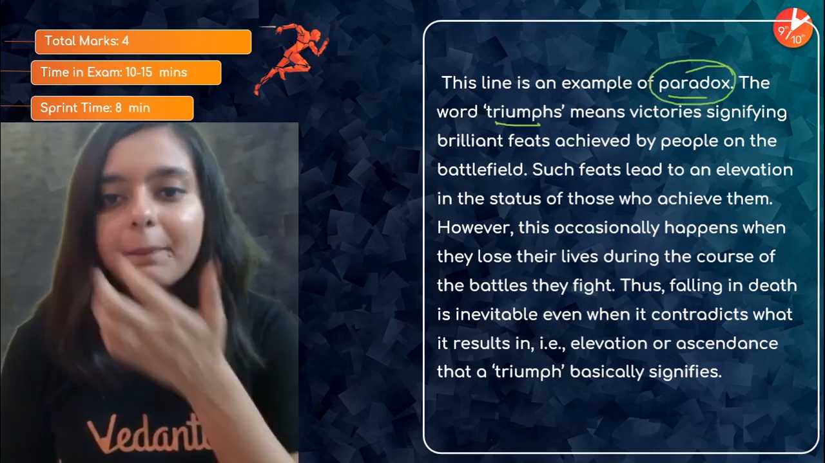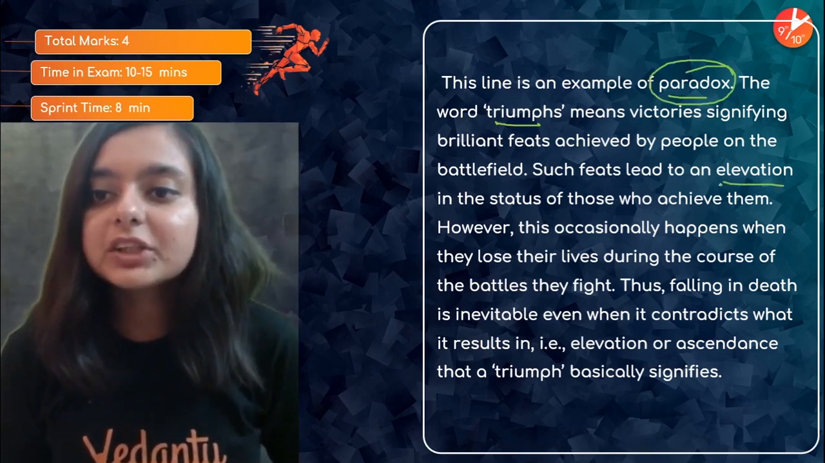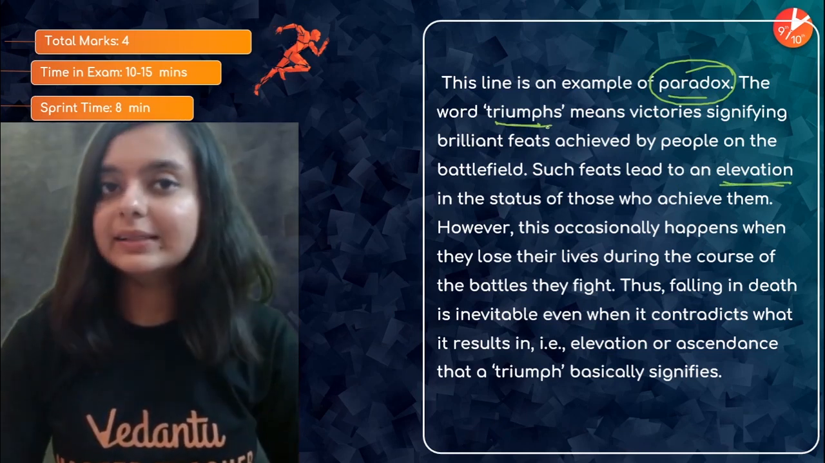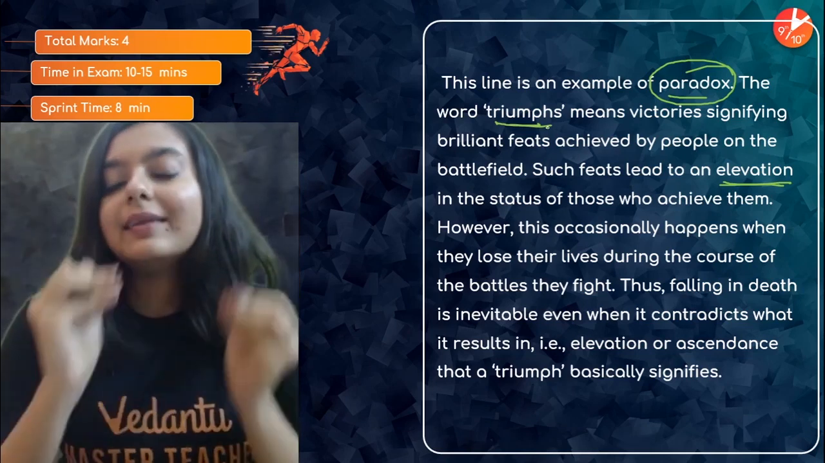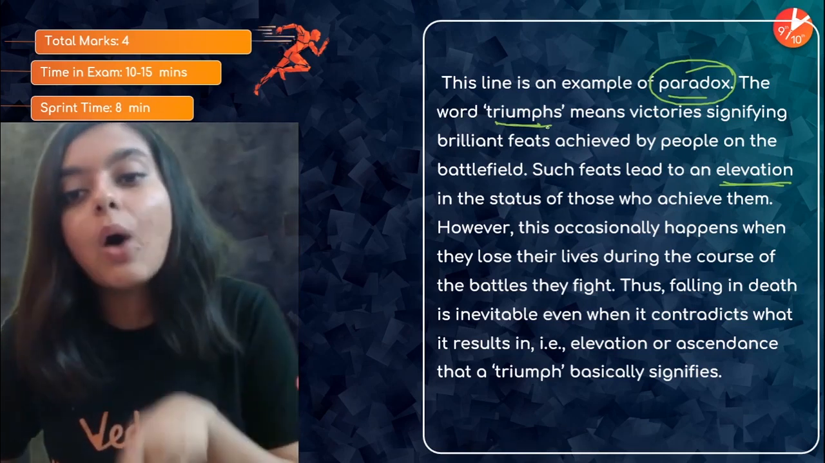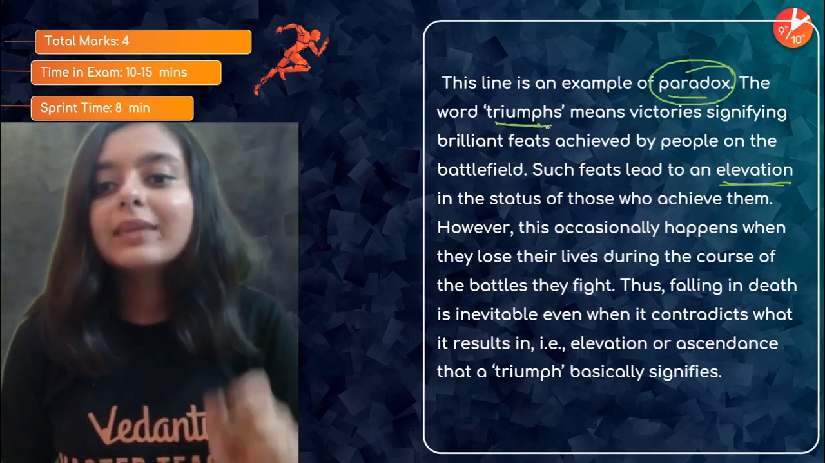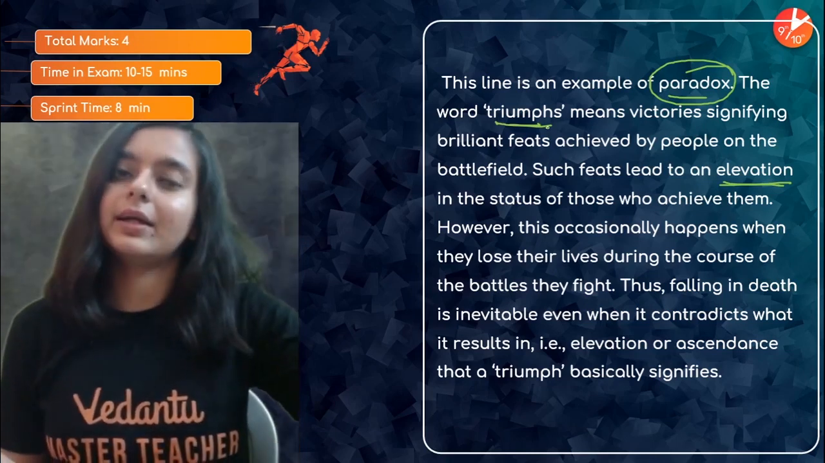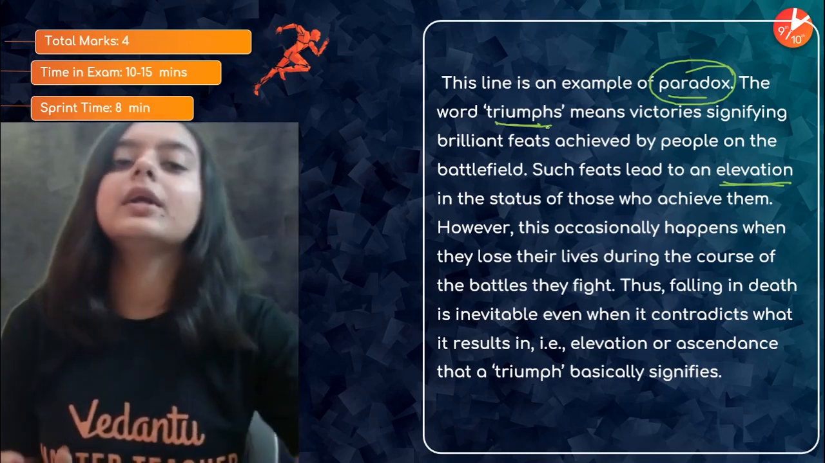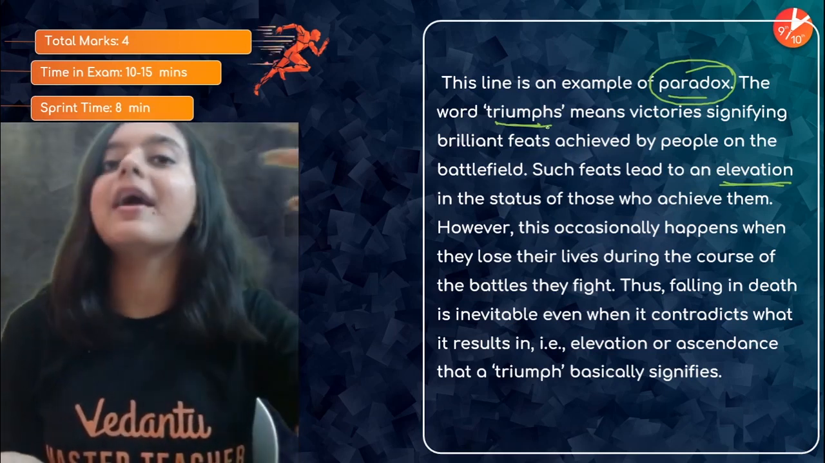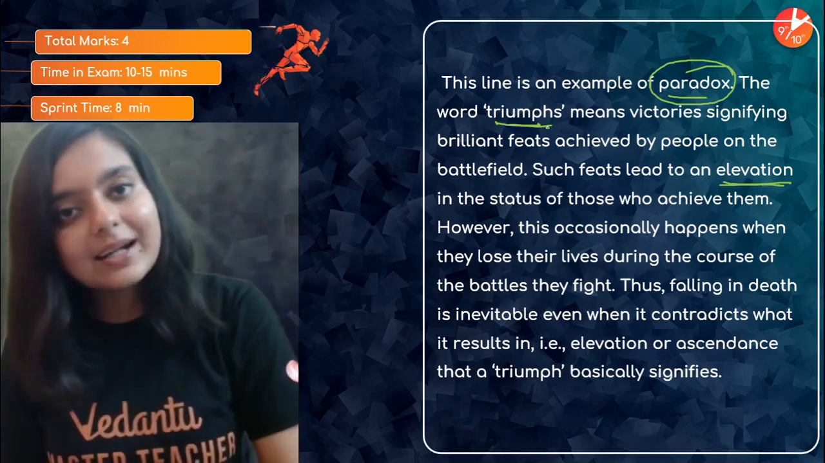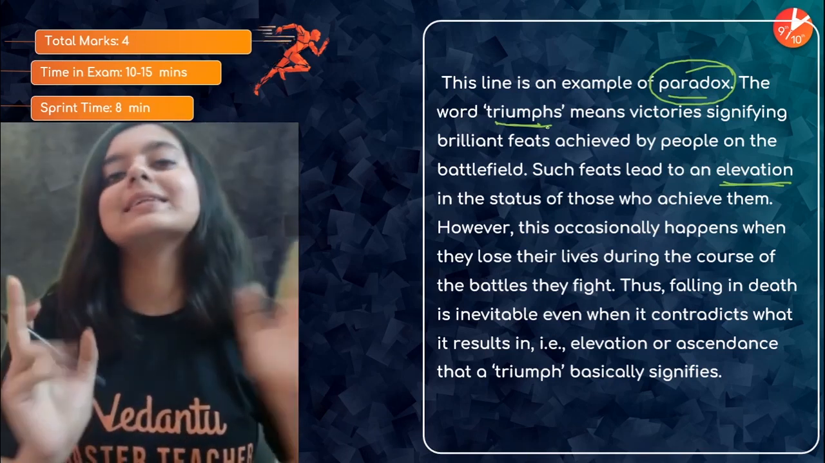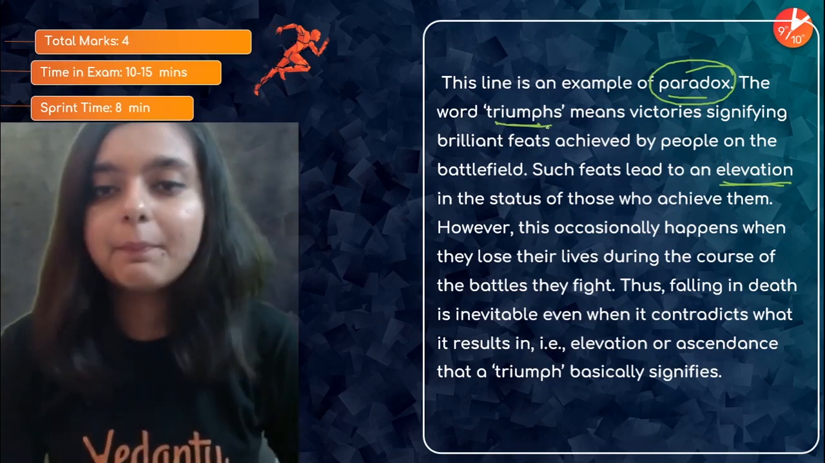So elevation happens definitely. What is that elevation? Because they have become triumphant. So in order to achieve that elevation, they have to lose their lives. They have to drop down dead. And after facing death, they are elevated. What is the result of that death? They are elevated to the stature of martyr. They are raised to a higher pedestal. So on one hand, they are dying, but on the other hand, they are raised to a higher level. That exactly is the paradox. And this is very, very important.